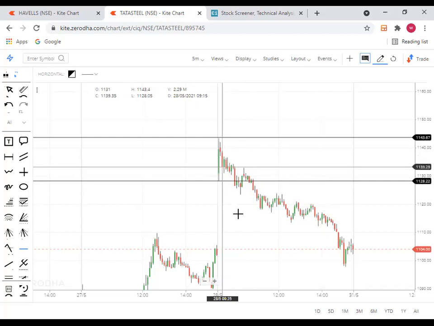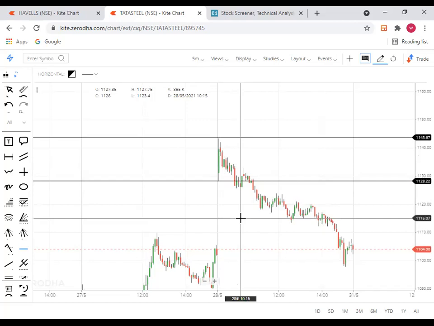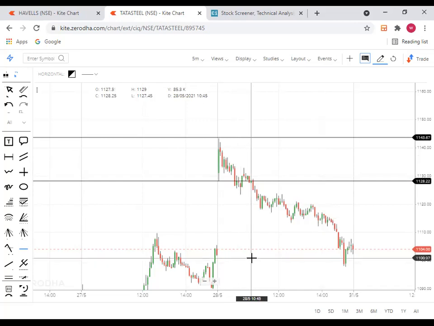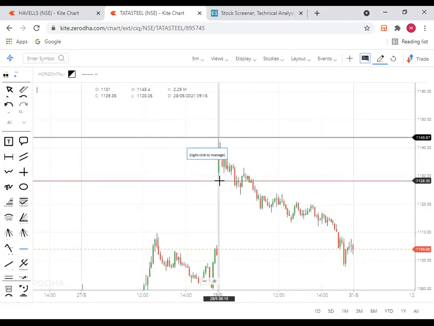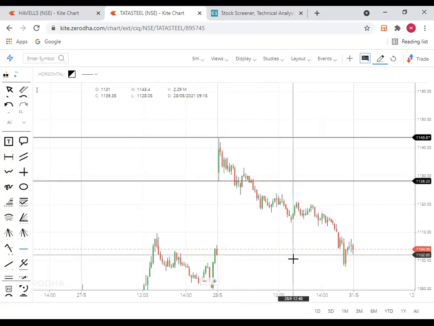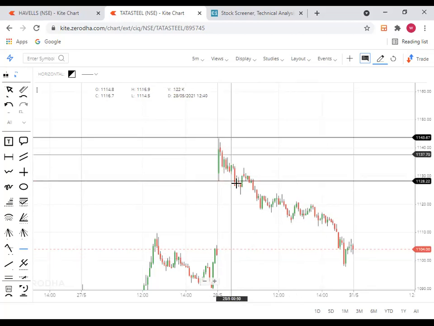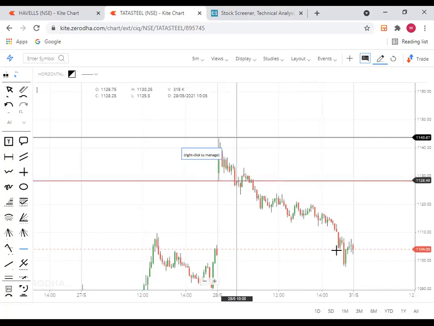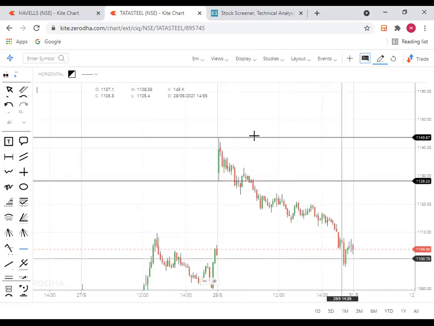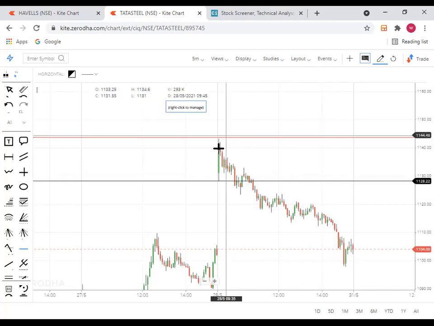You can keep initial 1:1 target. And afterwards, trail your profit also. In this scenario, most probably we are getting 1:2 target. Just you need to place sell order and wait for your target. And sometimes in some cases, what will happen? A stop loss also triggered.